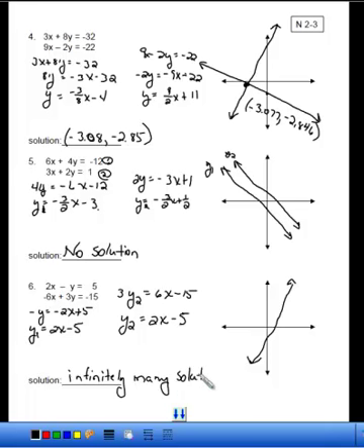Now, not every number is a solution, so you don't want to put all real numbers, because points out here aren't a solution, but there's infinitely many solutions that run along that same line. And so that is your answer. There's infinitely many. y1 is the same as y2 if they're equal. And that is the end of 2-3.